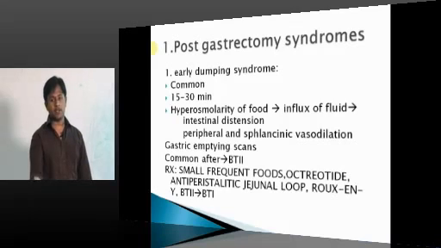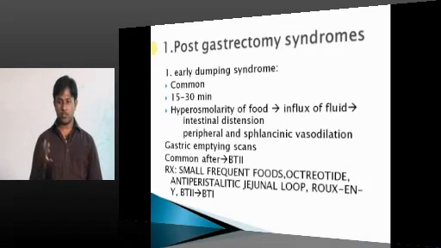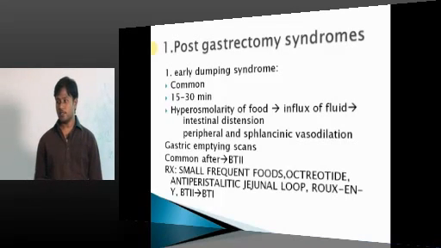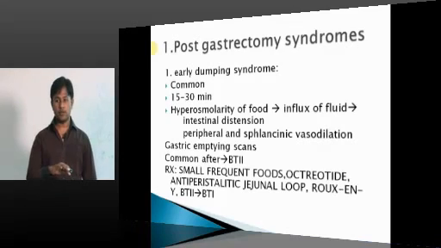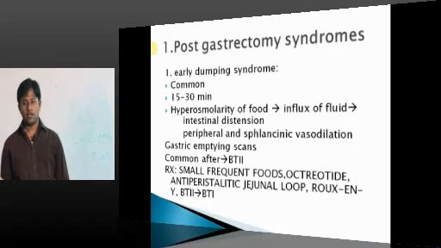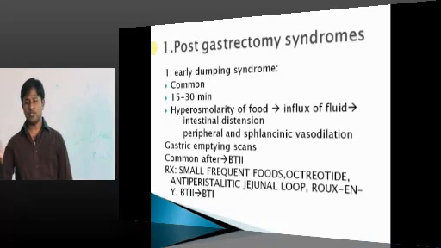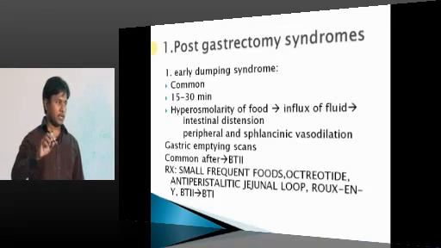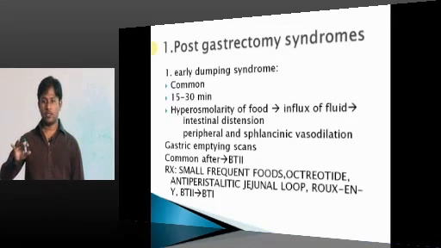Okay, so the treatment. There was a question asking the treatment of choice in a case of early dumping syndrome: conversion of type 2 to type 1, type 1 to type 2, or type 1 to Roux-en-Y. Conversion of what to what is the treatment? Type 2 to type 1. Okay, please make yourself clear with this now only.